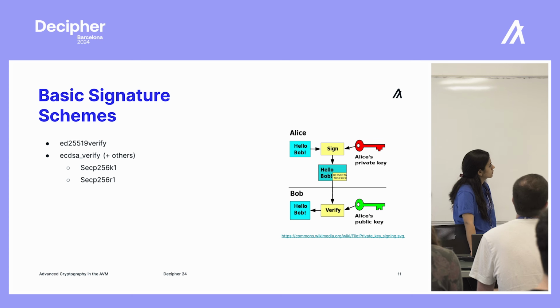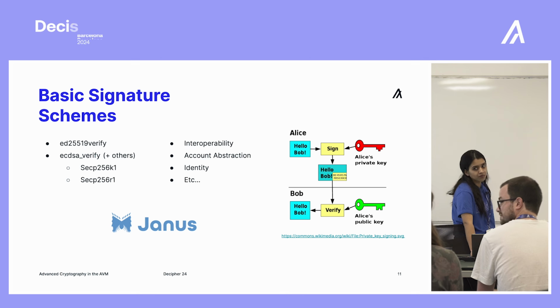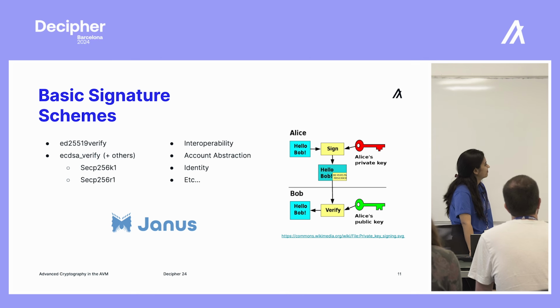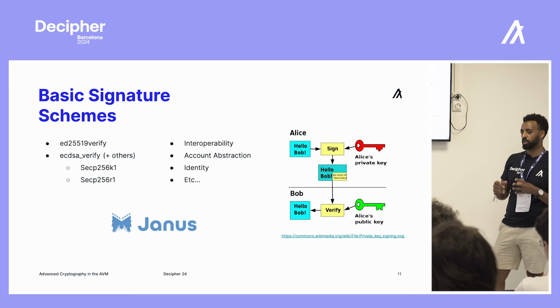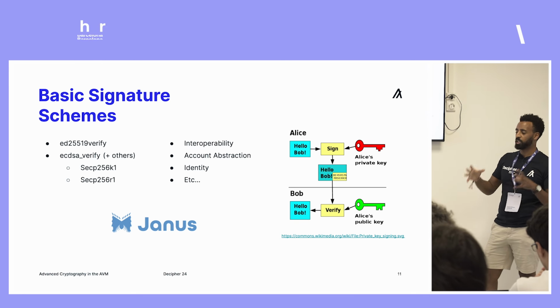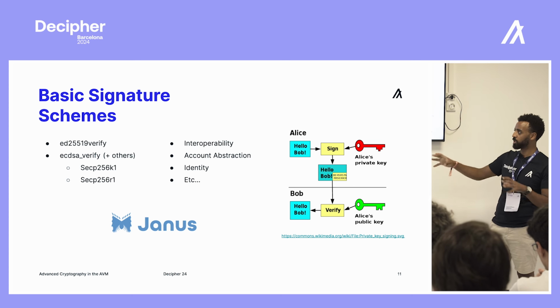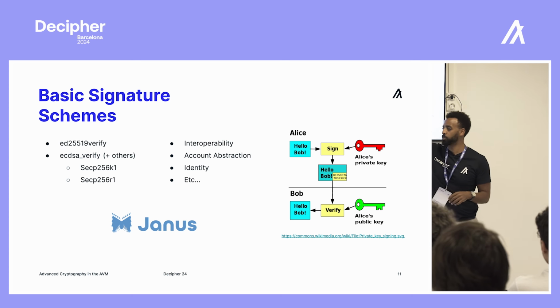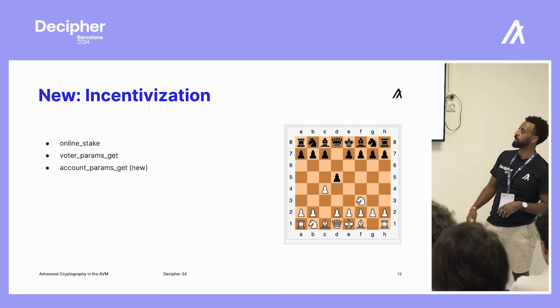I'll come to it later, but if you go to the next one, we can use these for interoperability purposes, account abstraction, identity, and so on. And I have an example, actually. We have Janus, the founder, over there. They were using this to allow people to use their Bitcoin or Ethereum wallets, take that key material and use it to create an abstracted account on Algorand by putting these opcodes in a logic SIG. So that's an example for the application.